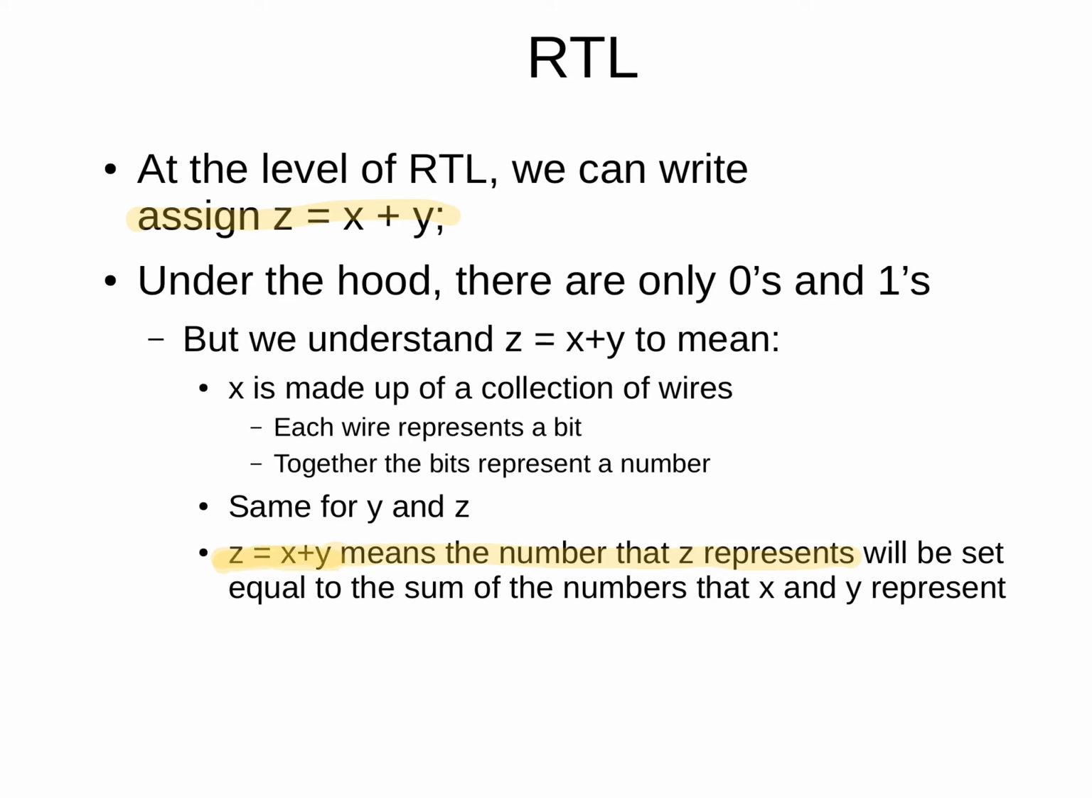Therefore, z equals x plus y means take the wires that represent x, translate that into a number that us humans understand, do the same for y, add those two numbers together, and then work out how to represent that number using some wires, and that's what the wires making up z are going to be set equal to.